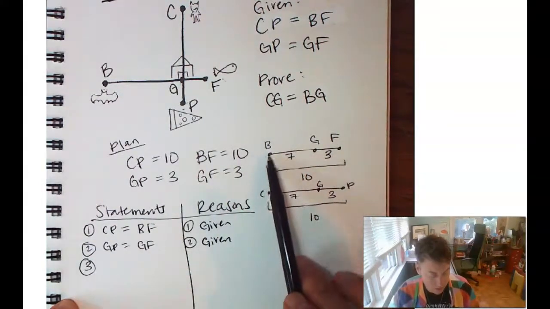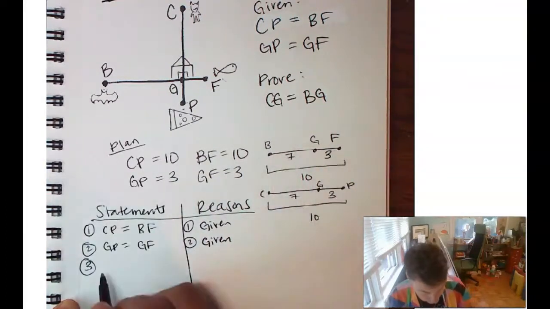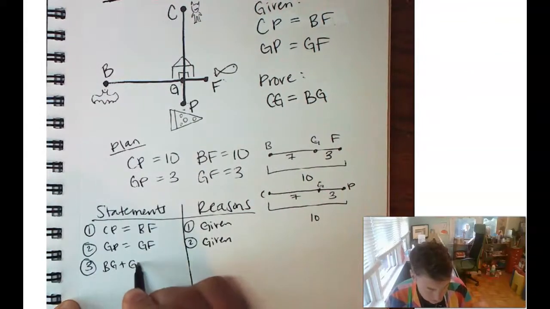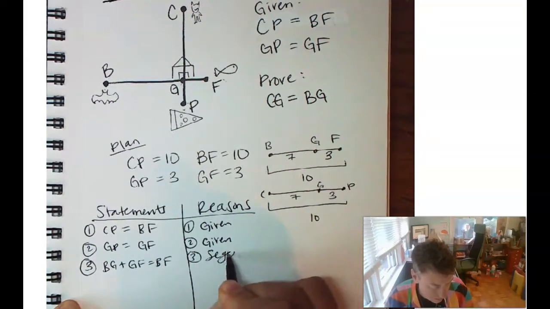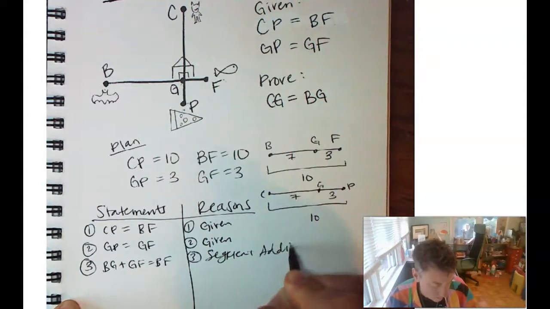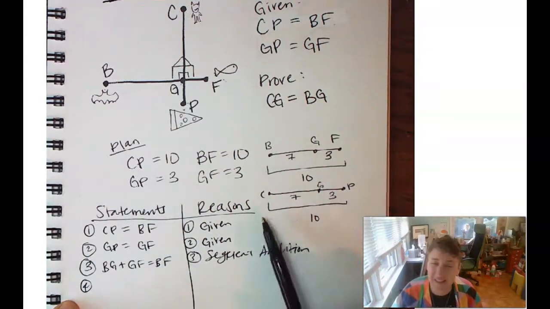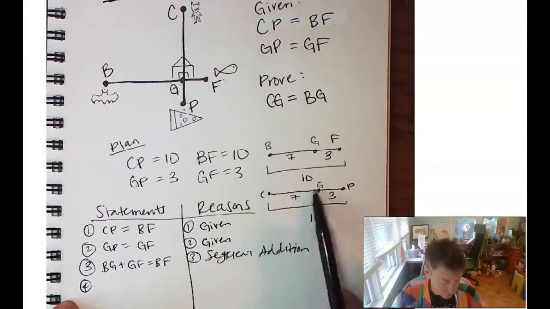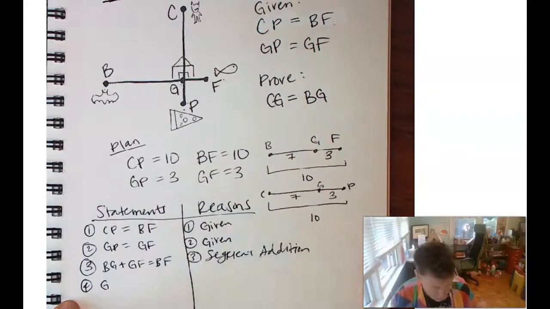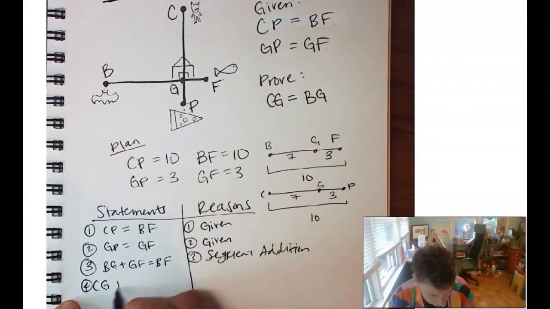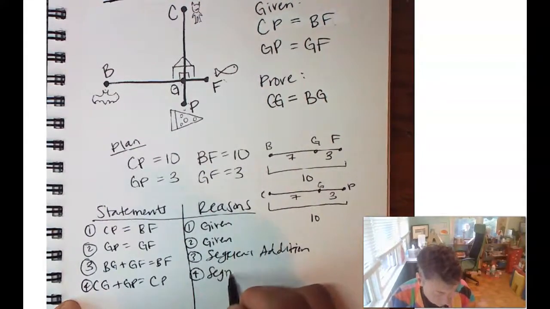Segment addition for the top one is going to be BG plus GF equals BF. Why is that true? Well, that's segment addition. And at number 4, let's look at the other segment. CG plus GP equals CP, also by segment addition.